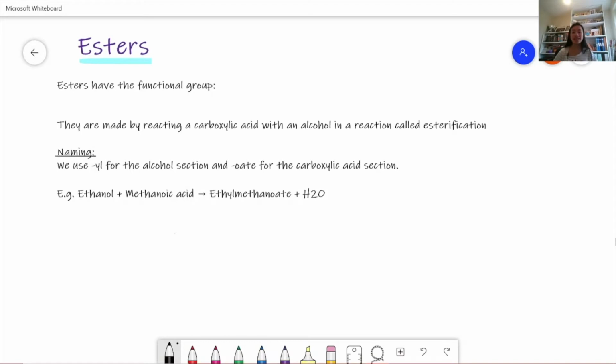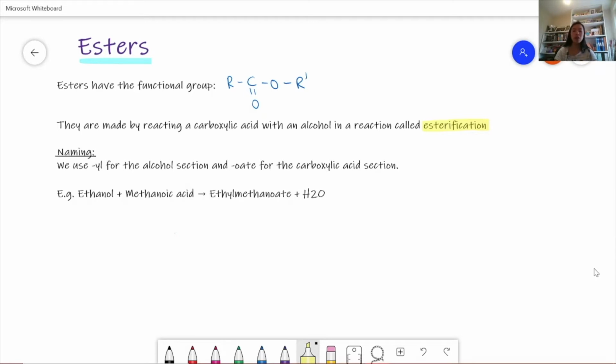So now we're going to look at esters. So esters have the functional group of COO and then two R groups, which aren't necessarily the same. And so they are made by reacting a carboxylic acid with an alcohol. And this reaction is called an esterification reaction, which basically means making an ester. And so how we name esters is that we use yl for the alcohol section and oate for the carboxylic acid section. So for example, if we add together ethanol and methanoic acid, we get ethyl methanoate.